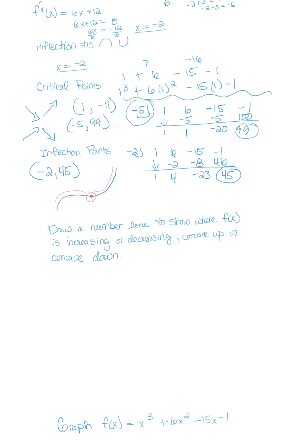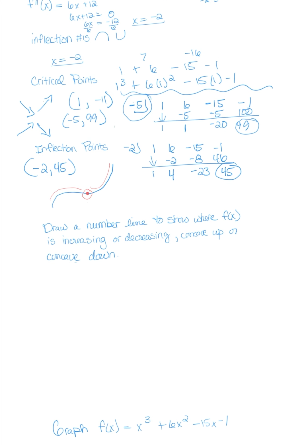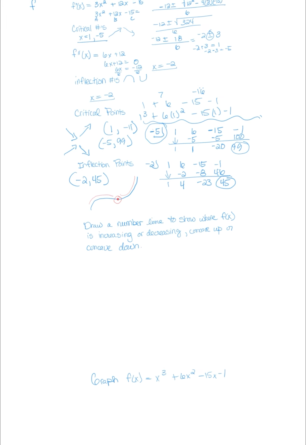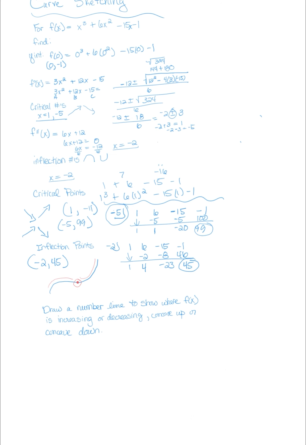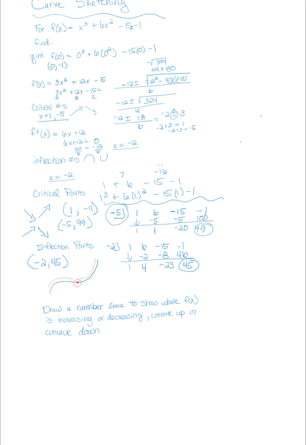Okay, so the next part that we're going to do is we're going to draw a number line to show where f of x is increasing or decreasing, concave up or concave down. So we're going to put all of this together. All right, so in order to do our number line, we're going to need our critical numbers. And we're going to need our inflection numbers. All right, so here we go.